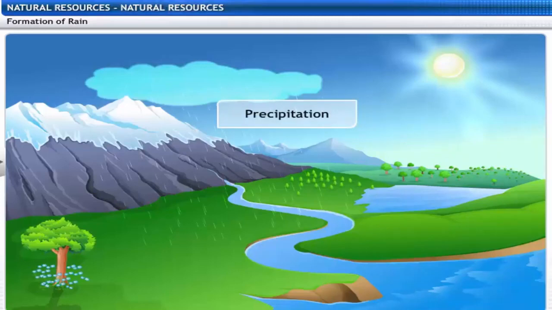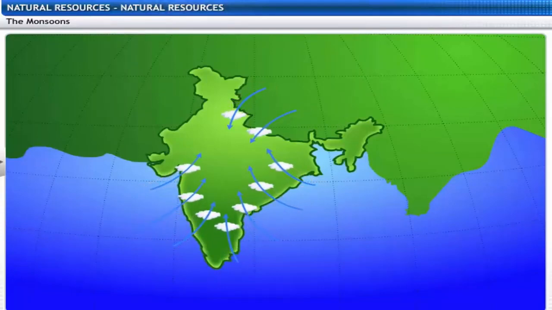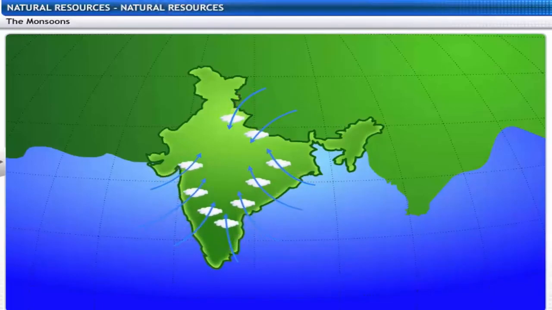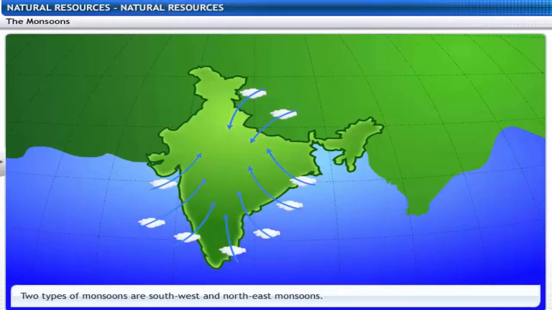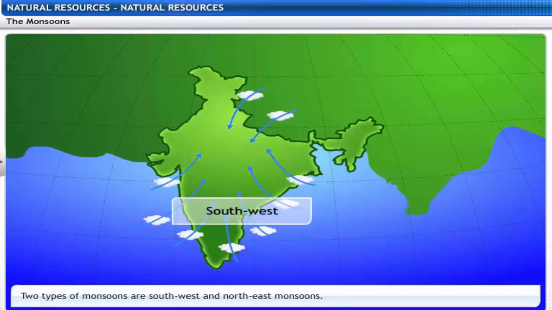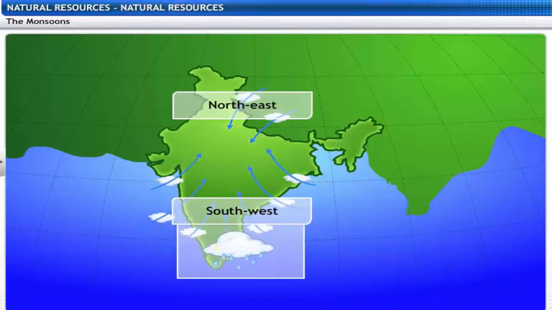When the temperature is low, precipitation may occur in the form of snow, sleet, or hail. In many parts of India, rain is brought by seasonal winds called monsoons. There are 2 types of monsoons, southwest and northeast. Southwest monsoons bring the maximum amount of rainfall for India.